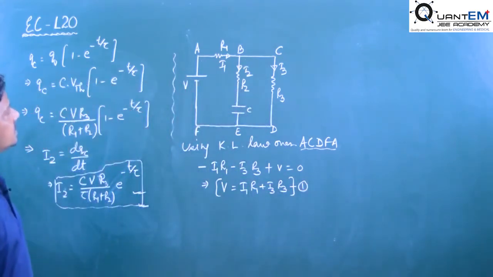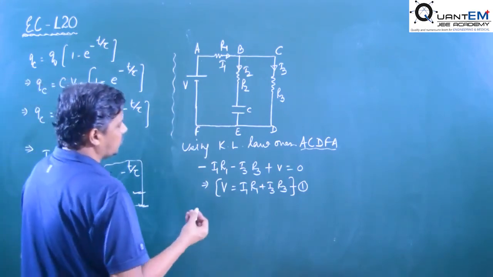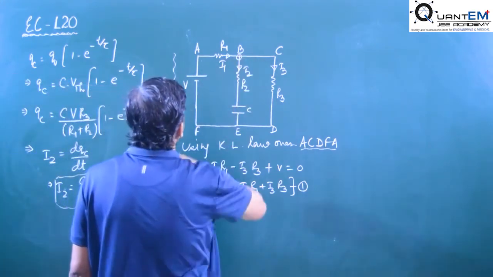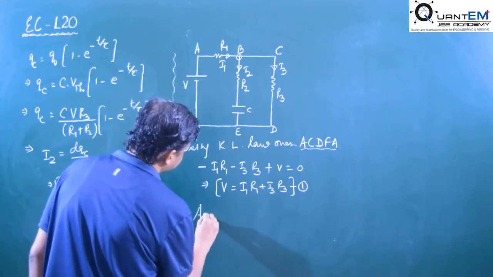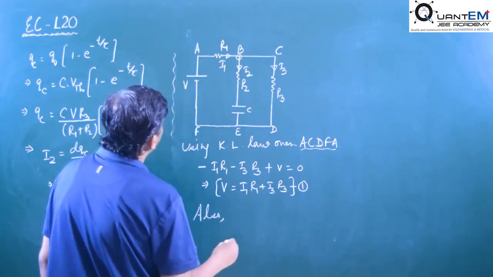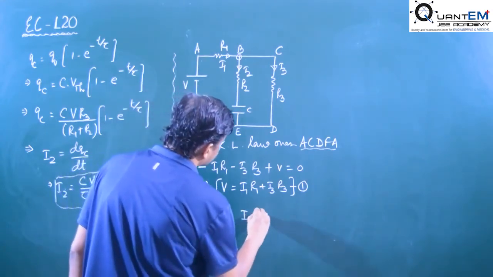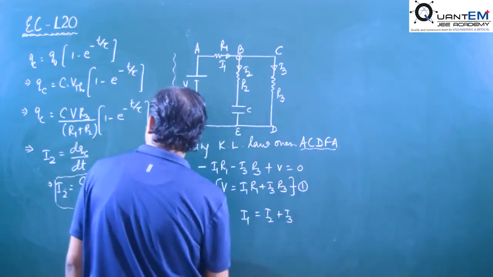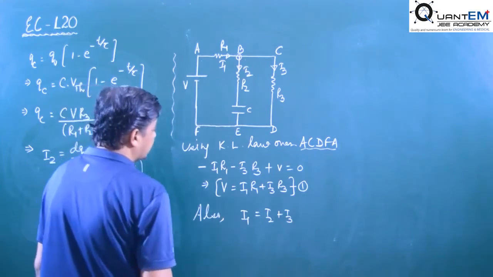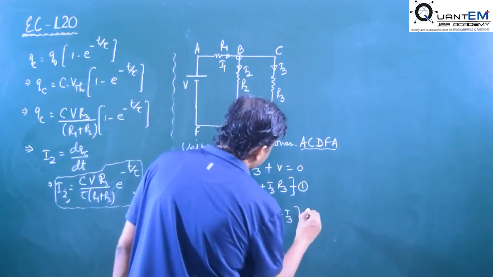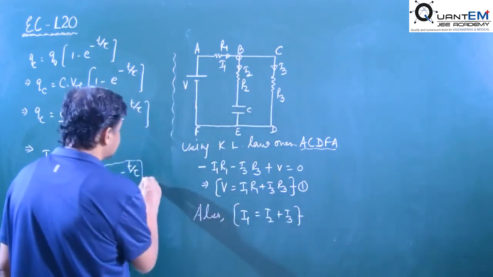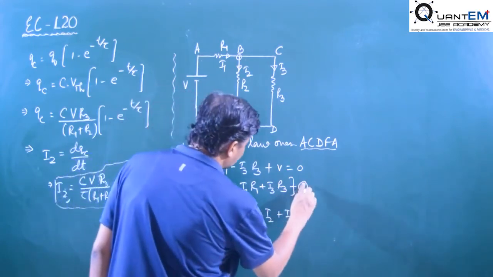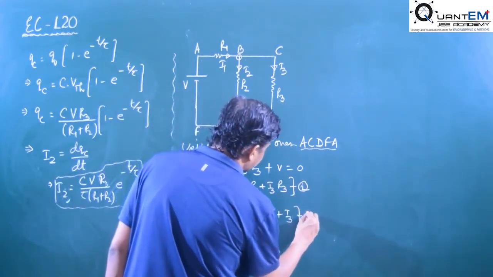Okay, now using Kirchhoff's junction law here also we have I1 is equal to I2 plus I3, and I2 is this value. It is equation 2 and it is equation 3.